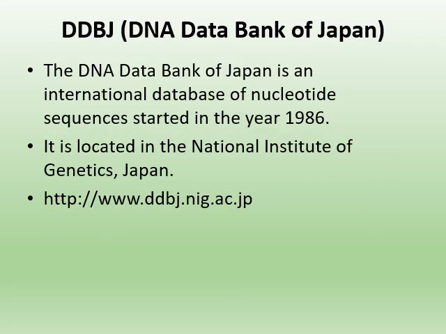Next one is the DDBJ, the DNA Data Bank of Japan. The DNA Data Bank of Japan is an international database of nucleotide sequences started in the year 1986. It is located at the National Institute of Genetics, Japan. Its website is www.ddbj.nig.ac.jp.